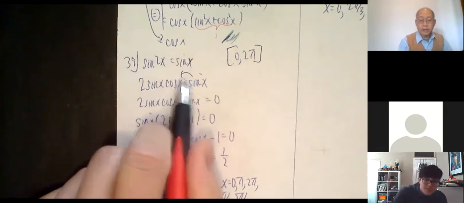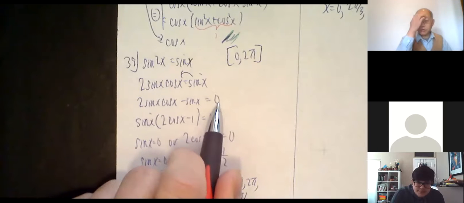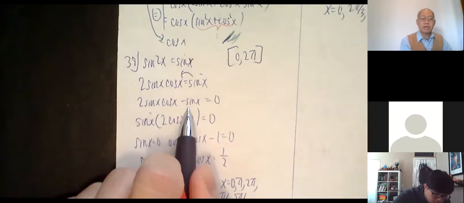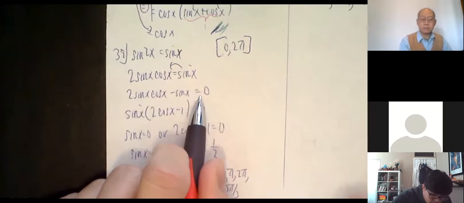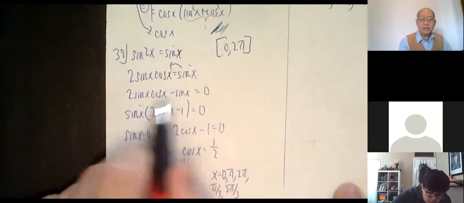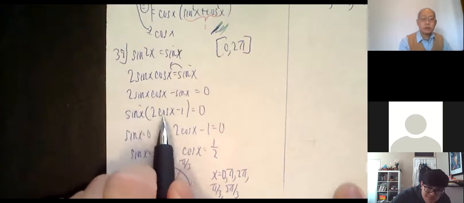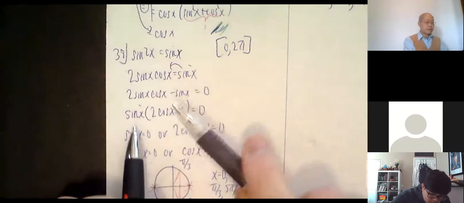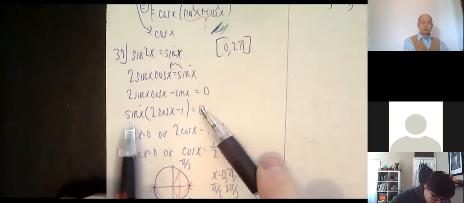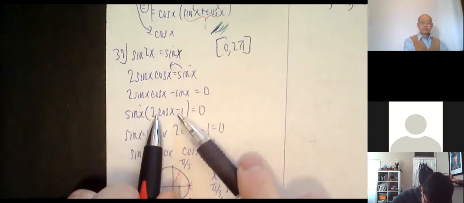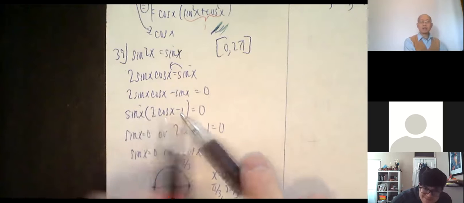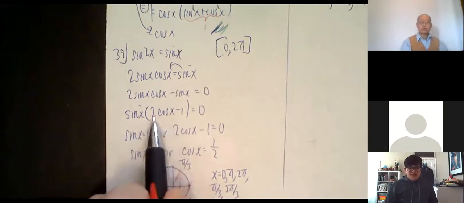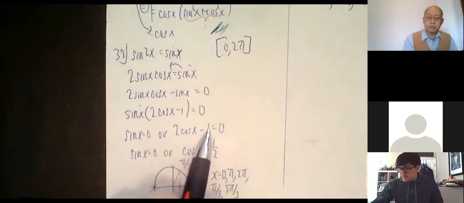Move the sine x over. That's what that arrow means. Subtract it over. That way you get a 0 there. You want to use the 0 factor property. So 2 sine x cosine x minus sine of x is equal to 0. Factor out the sine of x. You have 2 cosine x minus 1 equals 0. Okay, so when you have it like that, you have something times something equals 0. That means either this one is 0 or this one is 0, right? If a times b equals 0, either a is 0 or b is 0. So sine of x equals 0, or 2 cosine x minus 1 is equal to 0.